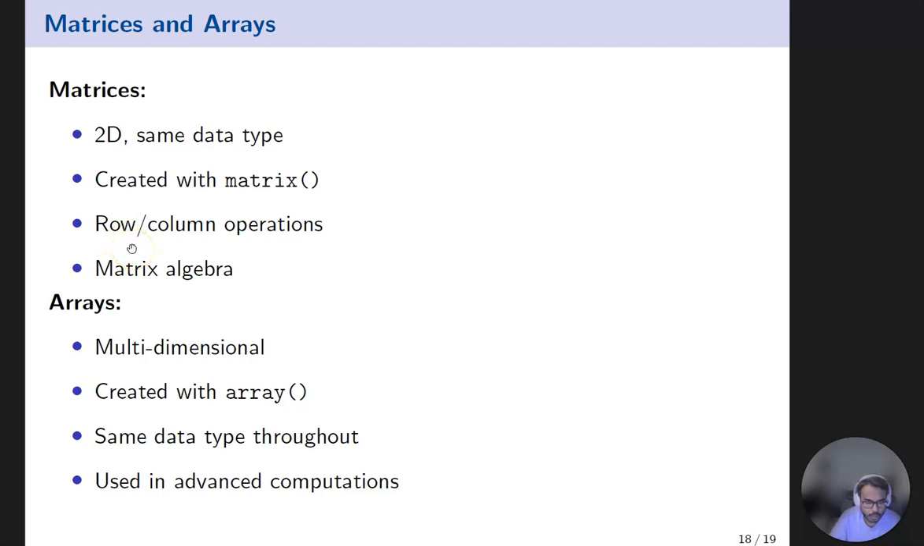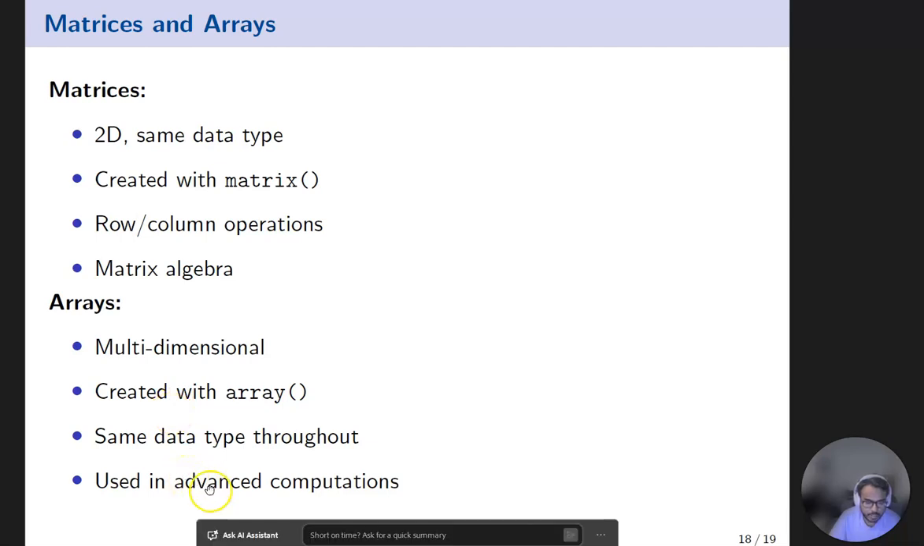So if you want to access the element in the first row and second column, then we write the name of the matrix, square bracket, 1, comma 2. Matrix operations are very, very powerful. You can perform element-wise operations such as additions and multiplications. You can also perform matrix algebra like transformation functions as well.